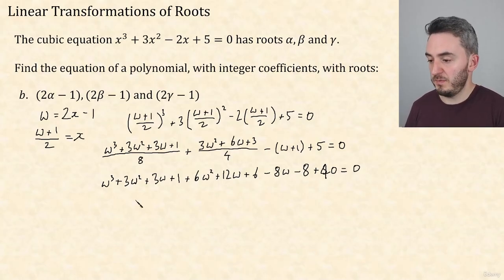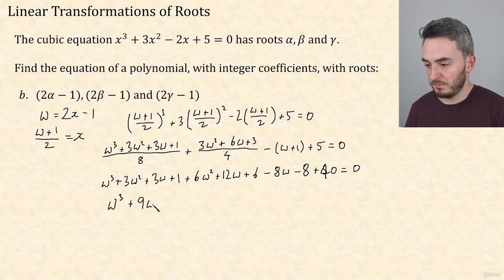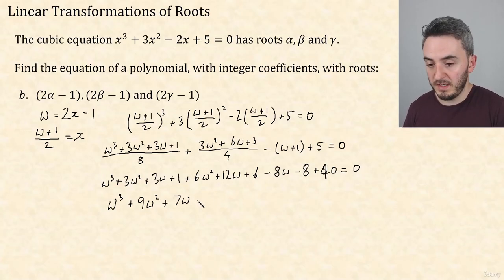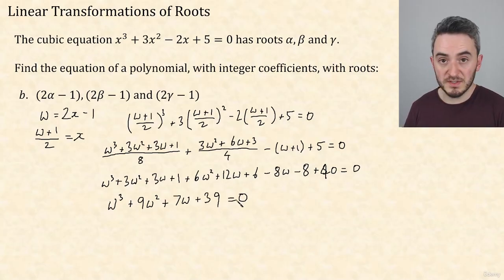So we can then just group everything up. So I've got 1w cubed. W squareds, I've got 3 of them and 6 of them, so that's 9 of them in total. The w's, I've got 3 of them, plus 12 of them is 15, minus 8 of them is 7, so plus 7w. My constants, 1 plus 6 is 7, minus 8 is minus 1, plus 40 is 39. And this then should be my answer.